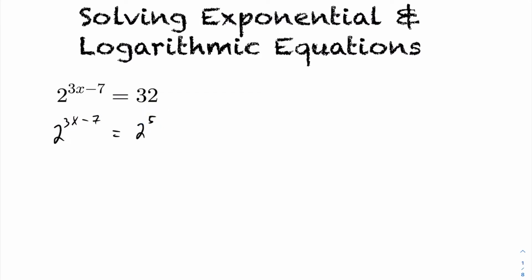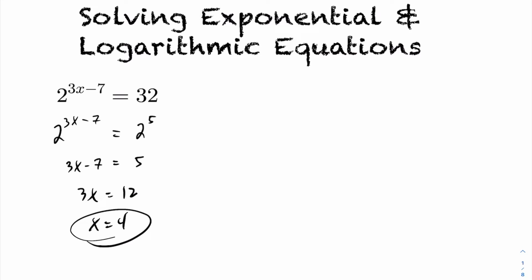The only way the left-hand side and right-hand side can equate is if they have the same number of 2's on each side. So therefore, it must be the case that 3x minus 7 must equal 5, in which case 3x must equal 12, and therefore x is equal to 4. Just to reiterate the strategy, when you're solving exponential equations, the strategy is to get the same base on both the left-hand side and right-hand side.